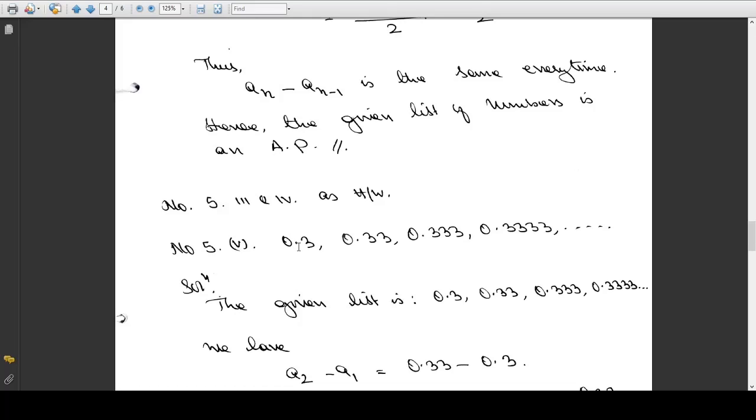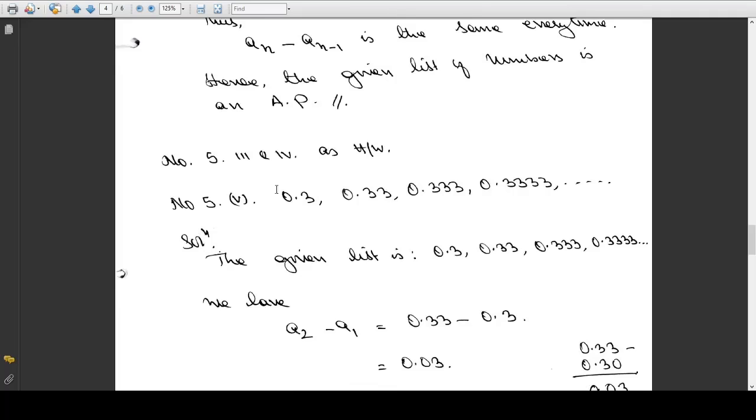Here we have 0.3, 0.33, 0.333 and 0.3333 as the given list of numbers, and we have to find whether this list belongs to an arithmetic progression or not. Okay, now we take this list and consider the first term as 0.3, the second term as 0.33, the third term as this one, the fourth term as this one.